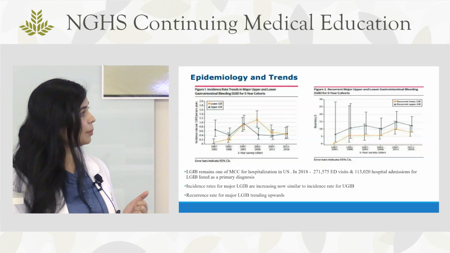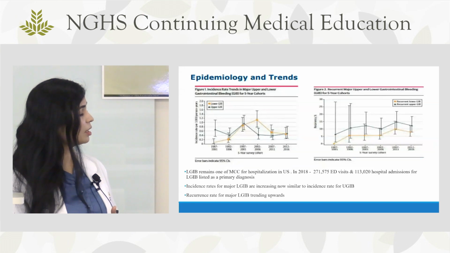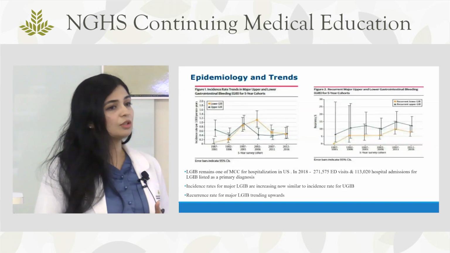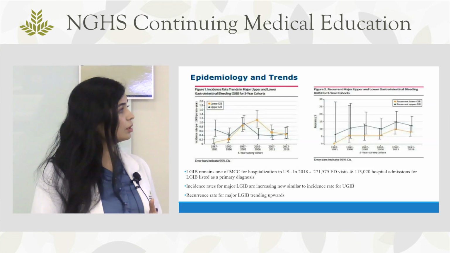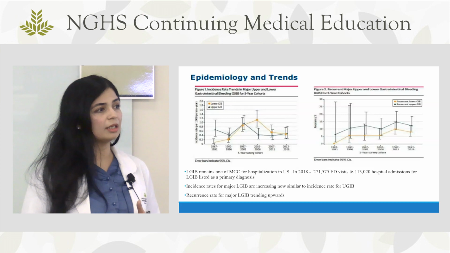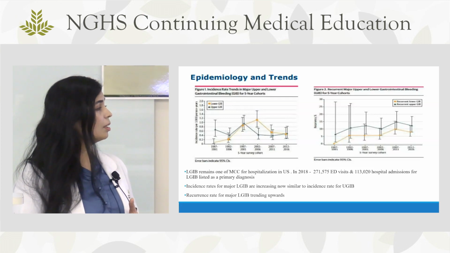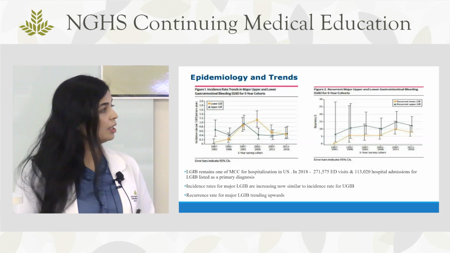So basically just some epidemiology and trends regarding lower GI bleed. As you can see in the figure on the top right, the cohorts for the lower GI bleed are kind of getting to a similar incidence rate as compared to an upper GI bleed.